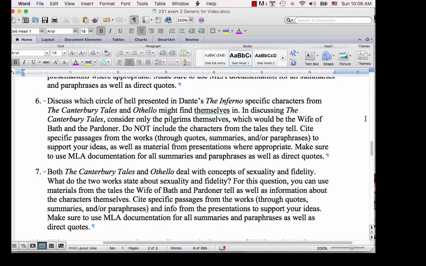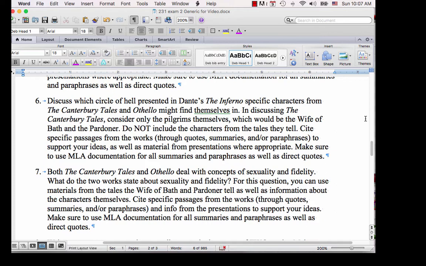Pick a couple of characters, 2, maybe 3. Don't work with all of them. And decide which circle of hell in the Inferno they should be in. And then talk about the sin that's punished in that circle of hell and the type of punishment that they would endure, and then explain why those characters belong in that circle of hell.